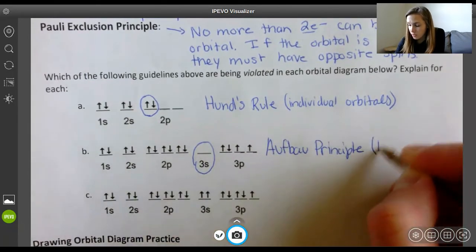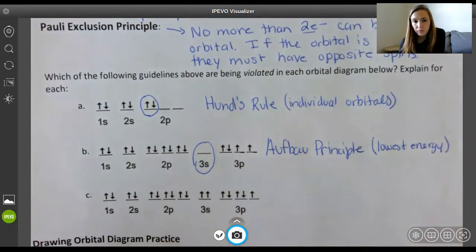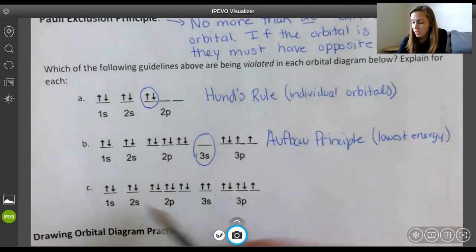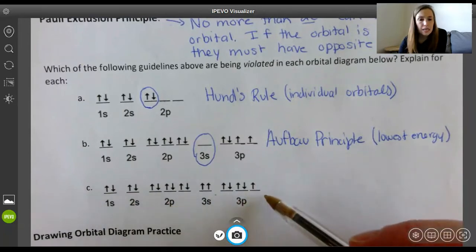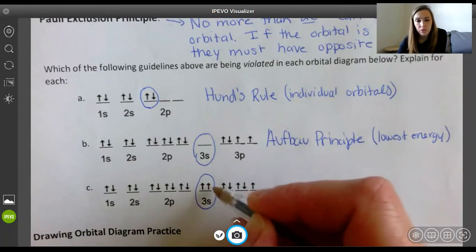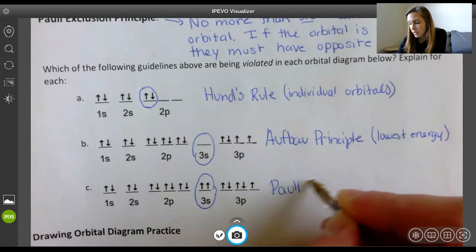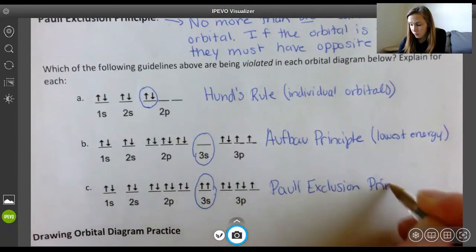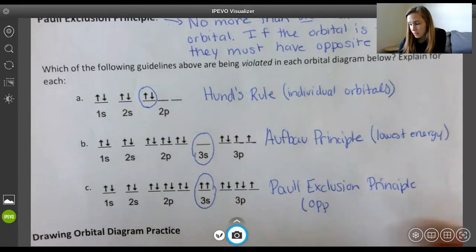Okay, and that would be the lowest energy first. All right, and then finally, when we look at C, we are going to be looking at how, yes, okay, everything looks like it's being filled up correctly. We don't have any issues with individual orbitals, but we do see that there's an issue here with 3s where the electrons are spinning in the same direction. So that would be a violation of the Pauli exclusion principle, and the idea that they have to have opposite spins.